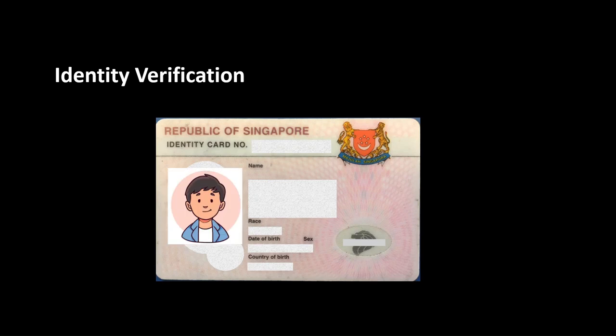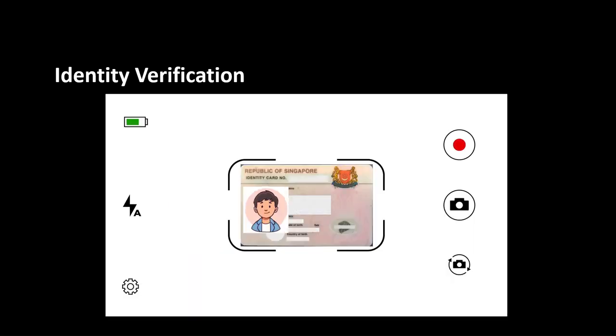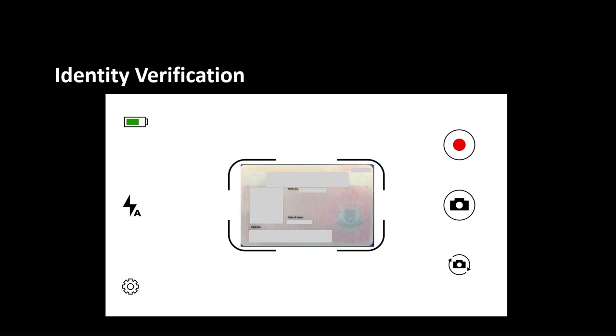Identity verification. Take a picture of a valid identity document. Follow the instructions on the screen and snap a photo of your identity card. You will be required to take a picture of both the front and back of your IC. Please ensure that you are completing this step in a place with good lighting so that all details are visible and clear.